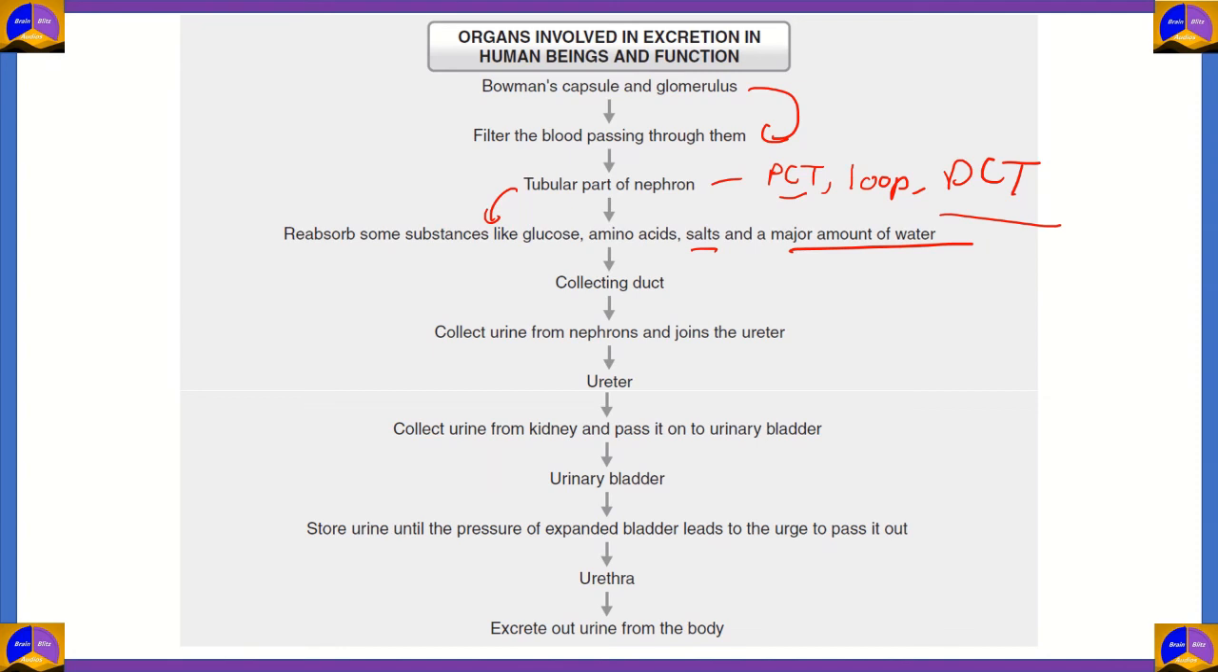It takes all the filtrates from the nephrons. From each nephron you have a collecting duct, and then it joins into the ureter. And then the ureter is the main tube that comes out of the kidneys and takes the urine to the urinary bladder. And the urinary bladder stores it until there is extended pressure, which leads to the urethra to pass urine. And then the urethra is the actual pathway through which urine is excreted from the body.